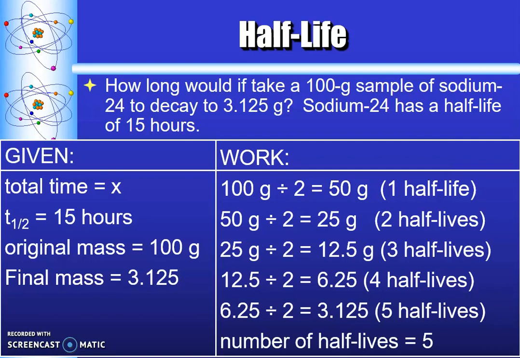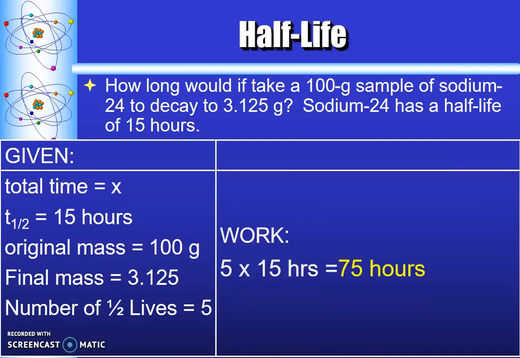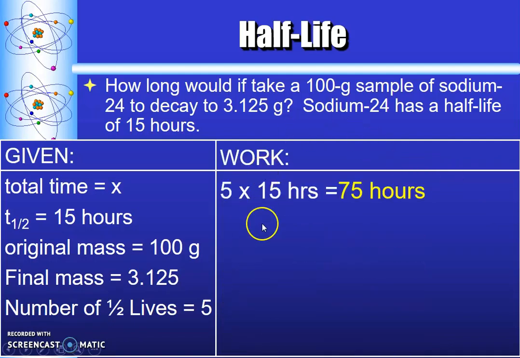Running out of space here, so I'm going to put this on a new slide. What I'm going to do is move that number of half-lives into my known column, so that I can solve for how long it took. All I have to do is say, well, I went 5 half-lives, and 1 half-life is 15, so I do 5 times 15. It took a total of 75 hours for the sample to decay from 100 down to 3.125.